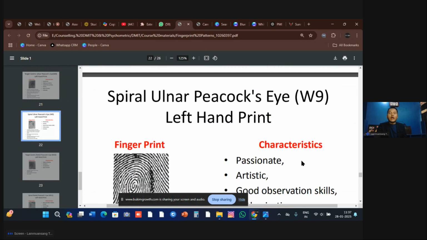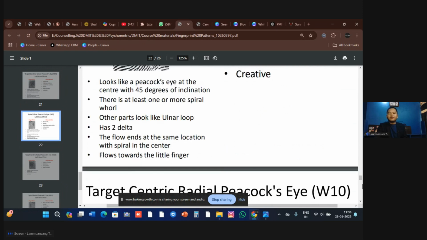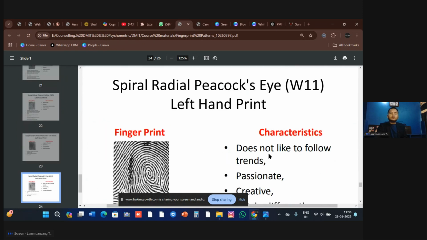The same thing with W9 and W11. If you see this pattern on the left hand, right, W9. If you see this pattern, but on your client's right hand, okay, client's right hand, write W11. Got it right? The same thing with W11. If you see this pattern on the left hand, that is correct. So W11 is the correct one. But if you see this pattern on the right hand, you have to reverse it. W8, you have to write it, okay? W8 instead of W11.